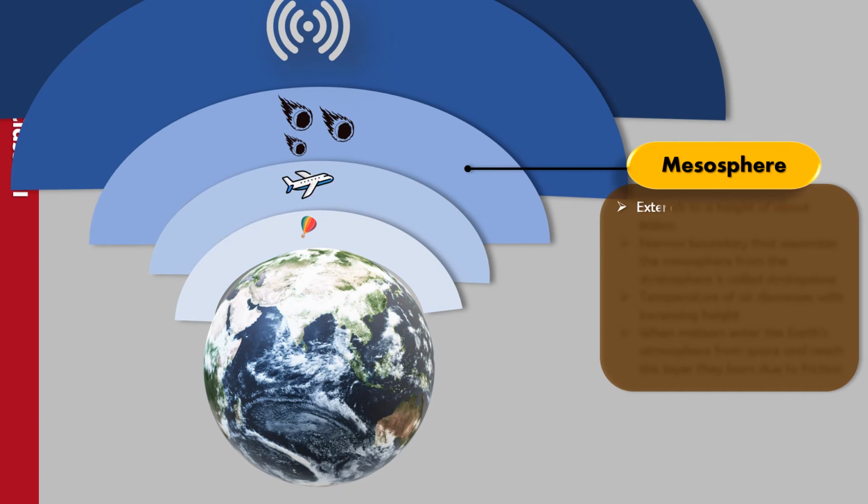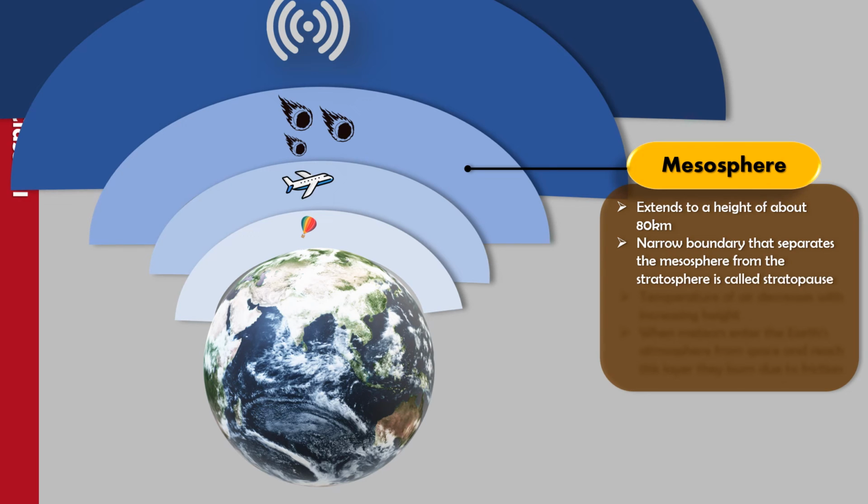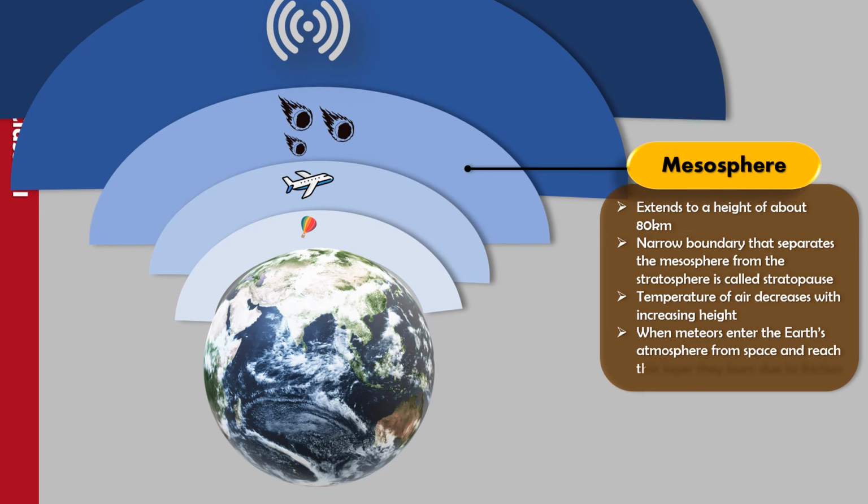Mesosphere extends to a height of about 80 kilometers. The narrow boundary that separates the mesosphere from the stratosphere is called stratopause. The temperature of air decreases with increasing height. When meteors enter the Earth's atmosphere from space and reach this layer, they burn due to friction.